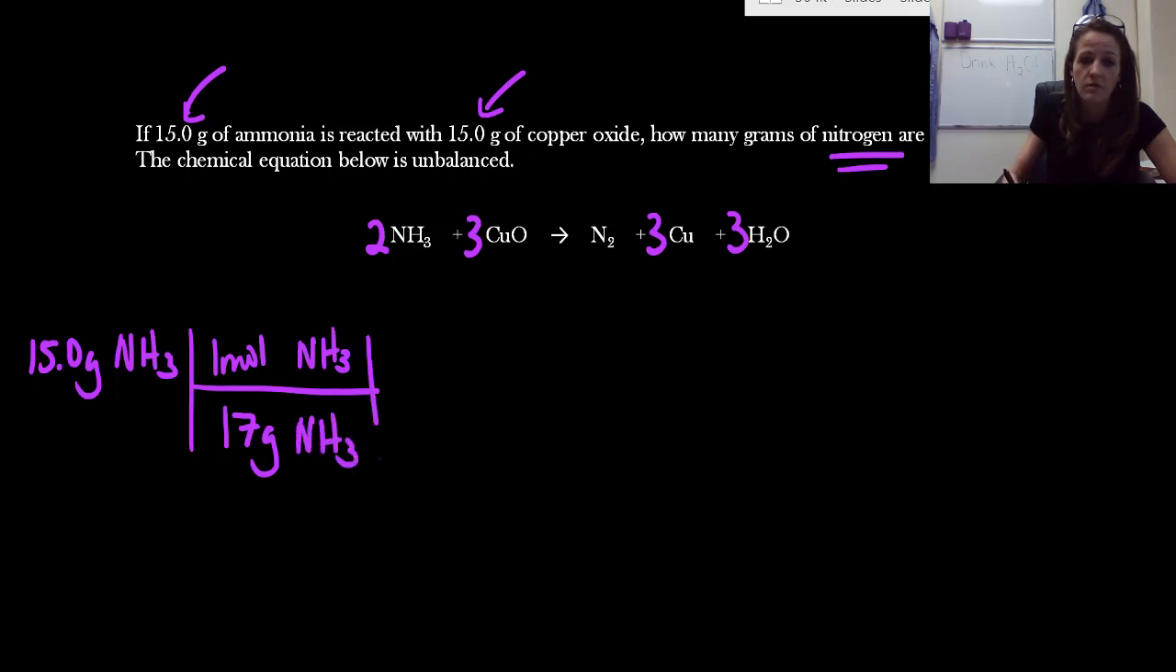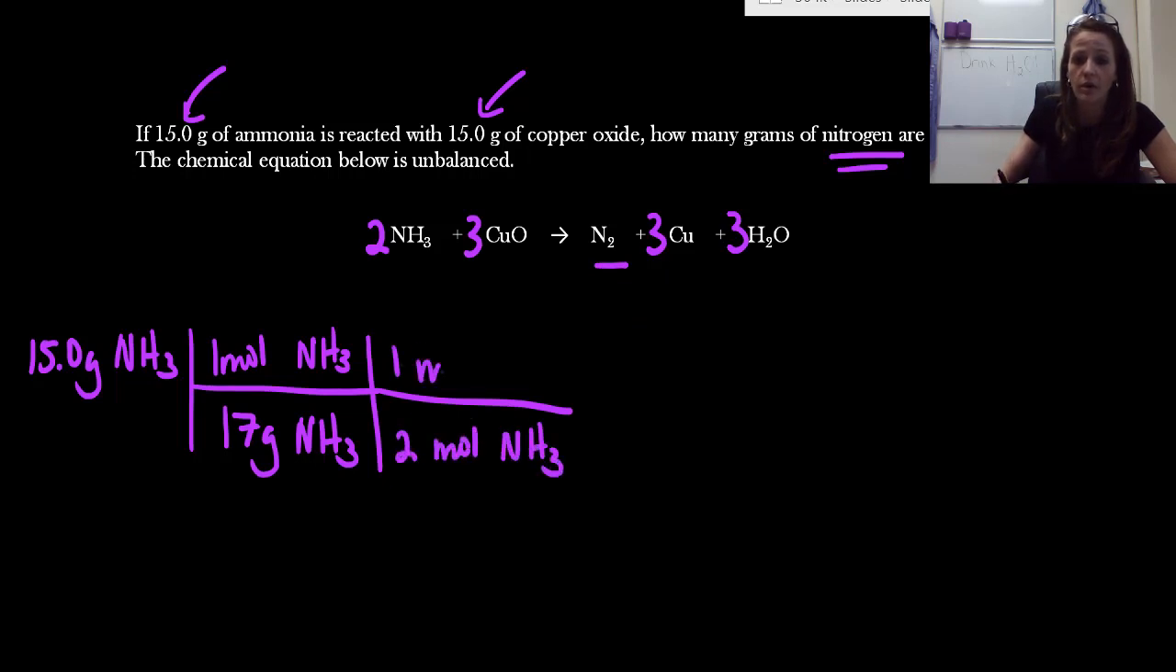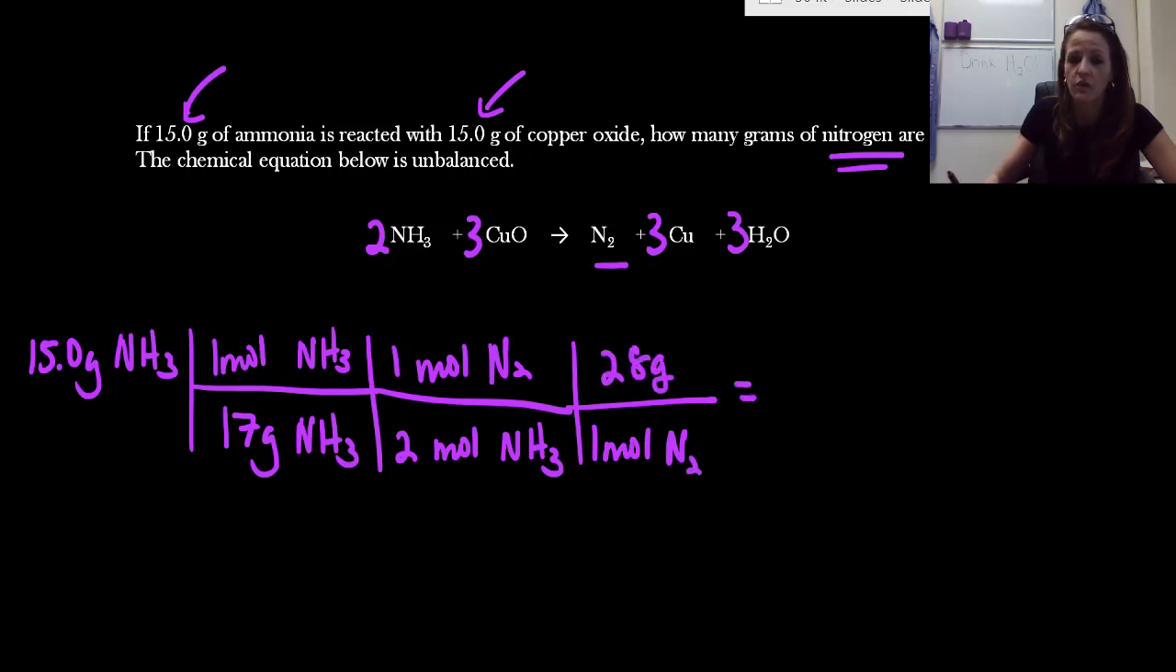Now we're in moles of ammonia and we're trying to get to moles of nitrogen. And so we see for every 2 moles of ammonia, we have 1 mole of nitrogen. And we also know that for every 1 mole of nitrogen, diatomic nitrogen, we have 28 grams. So if you do this properly and solve it out, you should get an answer of about 12.35 grams of nitrogen created from ammonia. So that's one way.